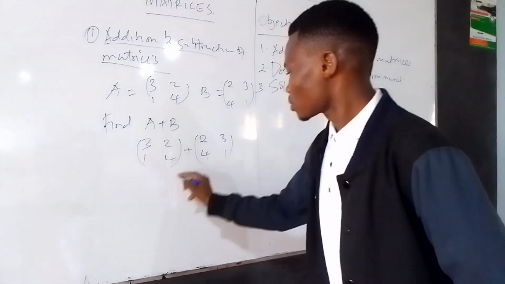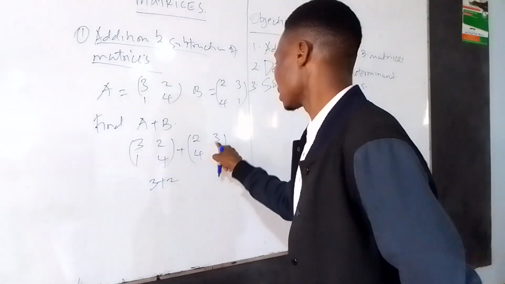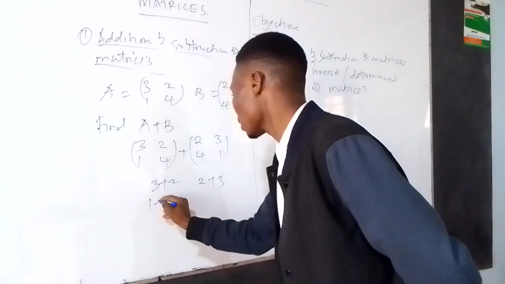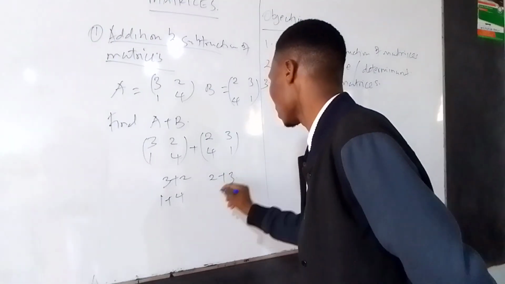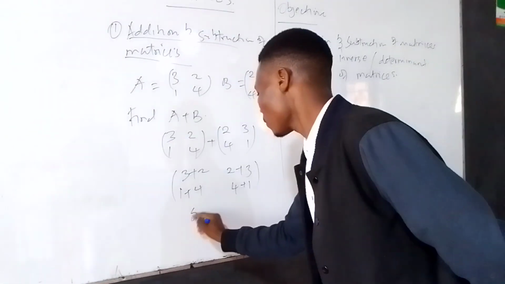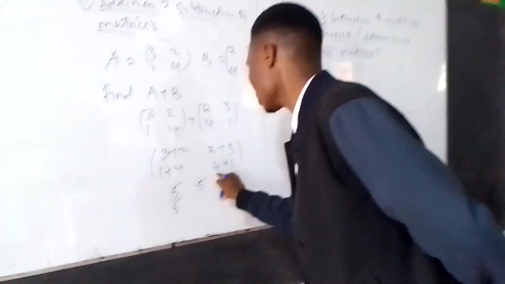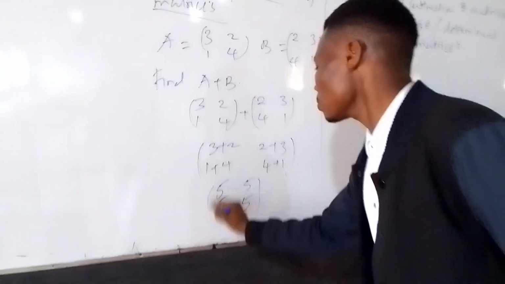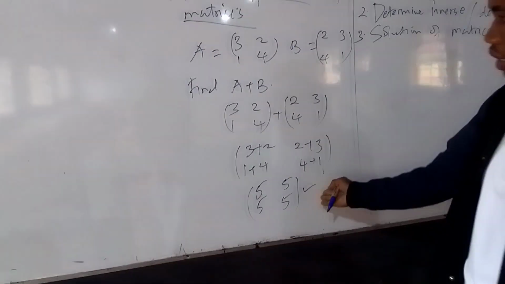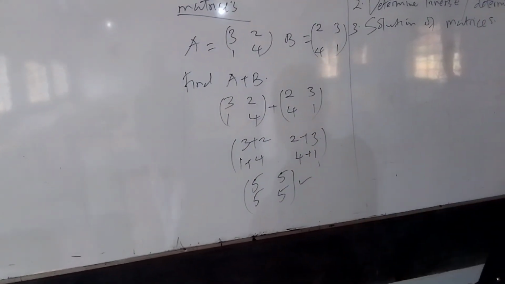So we have 3 plus 2, then 2 plus 3, then 1 plus 4, then 4 plus 1. 3 plus 2 is 5, 1 plus 4 is 5, 2 plus 3 is 5, and 4 plus 1 is also 5. Then we have A plus B is 5, 5, 5, 5. This is what we have. Now, let us look at another example.